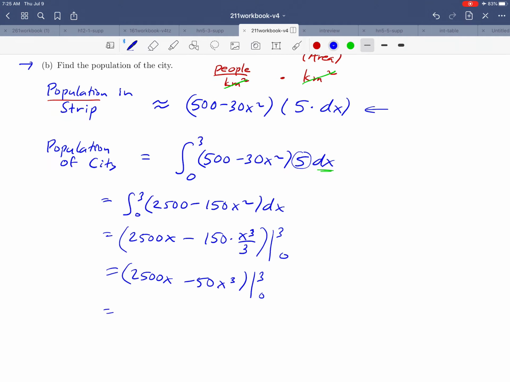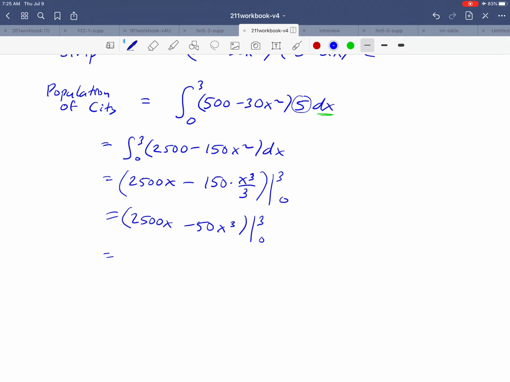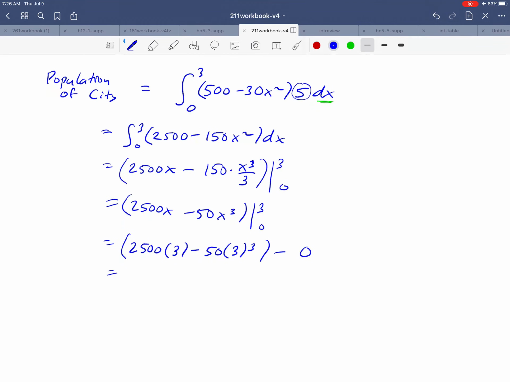Okay, and we're ready to plug in our limits, so let's see. If x is 3, we're going to get 2,500 times 3 minus 50 times 3 cubed. And if you plug in your lower limits, you're just going to get 0 everywhere. So if you just take out your calculator, maybe you can do that in your head, either way is okay. You're going to get an answer of 6150.